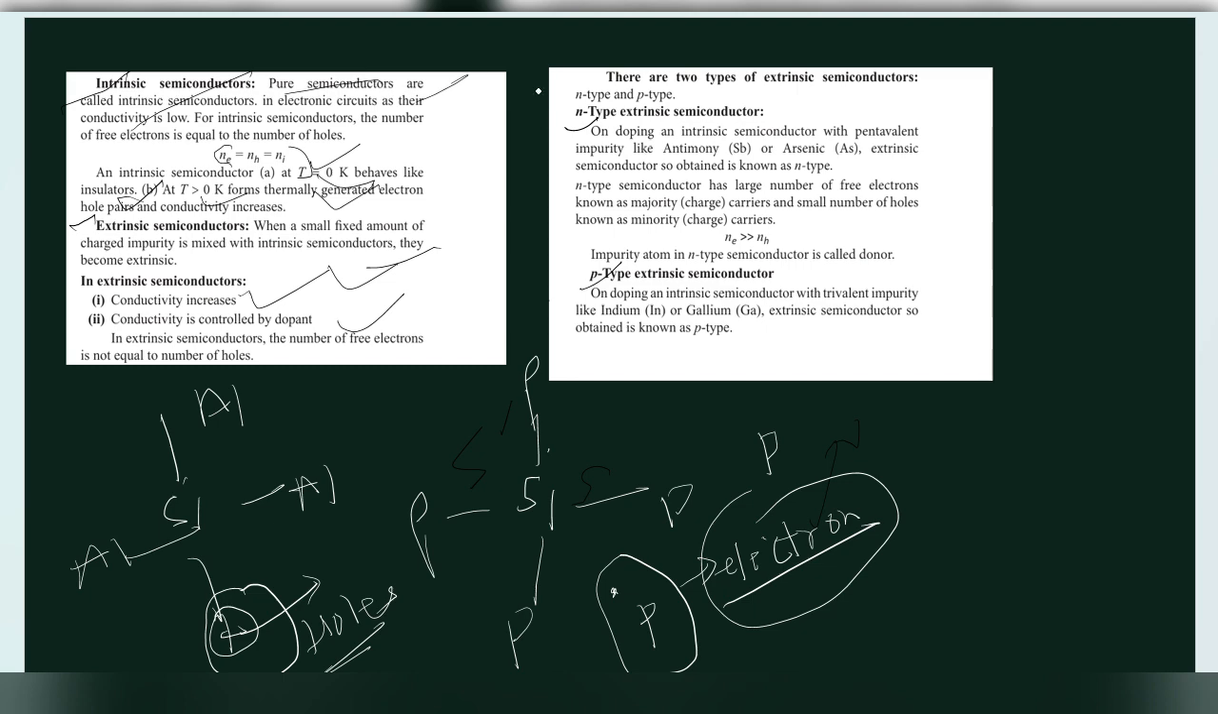N-type semiconductors are formed by pentavalent dopant atoms, which are found in group 15 of the periodic table, and group 13 of the periodic table has trivalent atoms, which are responsible for the formation of P-type semiconductors.